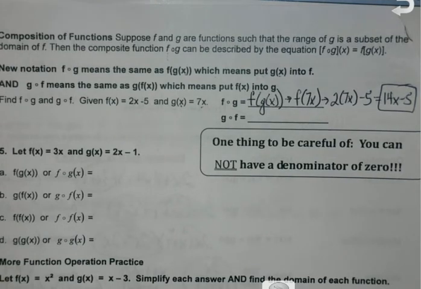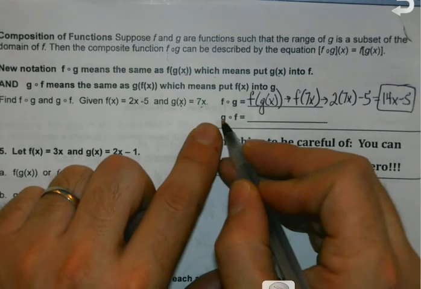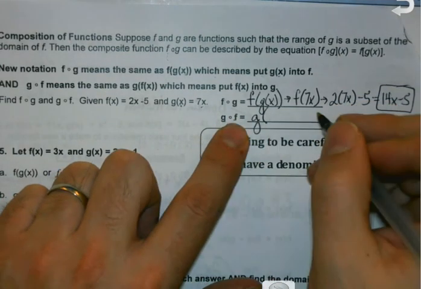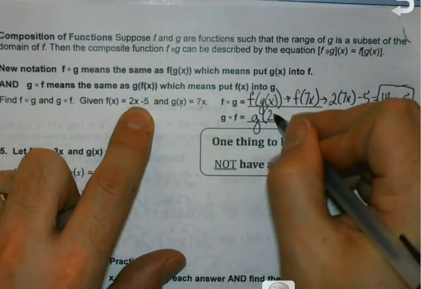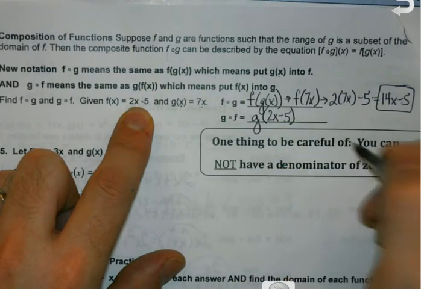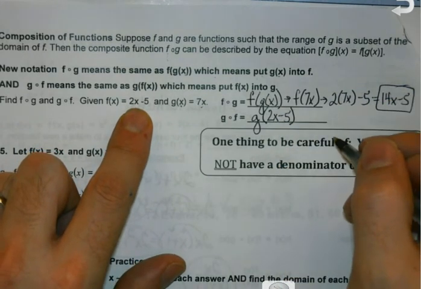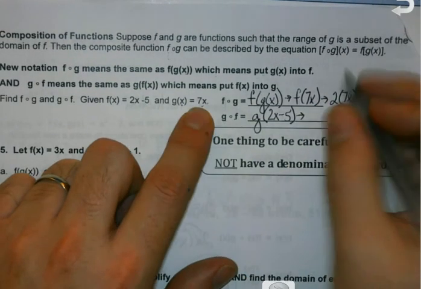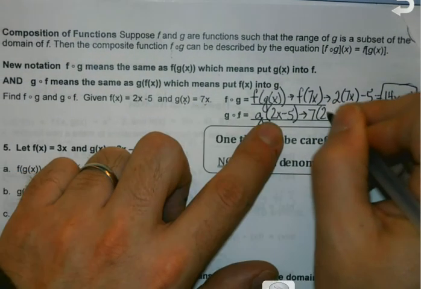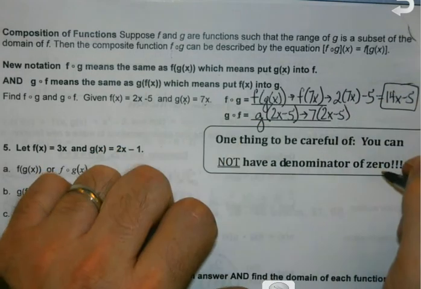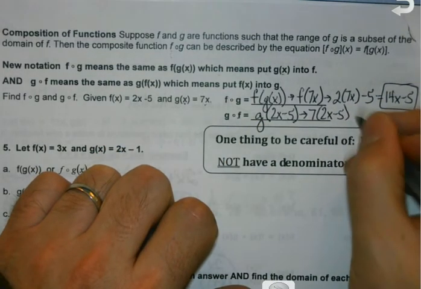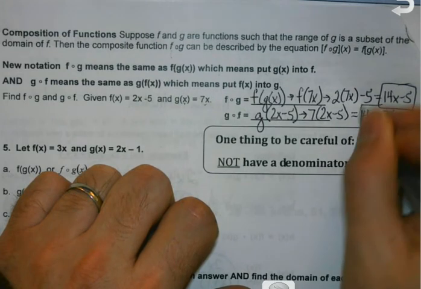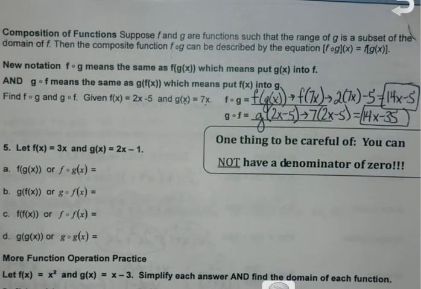But they always will go in the order that you see them. So if it says g of f, that means I'm going to take my g function and I'm going to plug the f of x value into it. So whatever comes first, that's the one we're plugging into. So g of x is 7x, 7 times whatever's in the parentheses, and then I just multiply that out and get an answer.